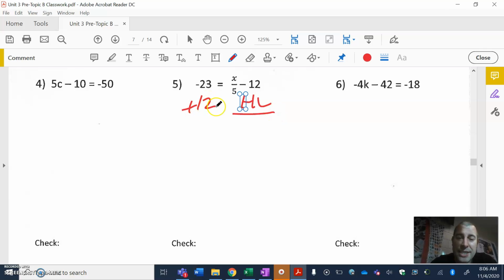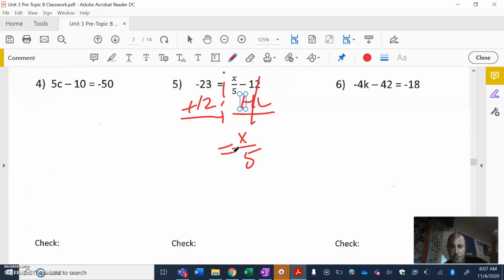Remember, that equal sign is kind of like that separation between the left side and that right side. So bye-bye, opposites, no more. All I have is an x divided by 5. On the other side, negative 23 plus 12. Okay, different signs, negative and positive, so we're going to subtract, which means it is 11. And I keep what we have more of. We got more negatives, so negative 11.